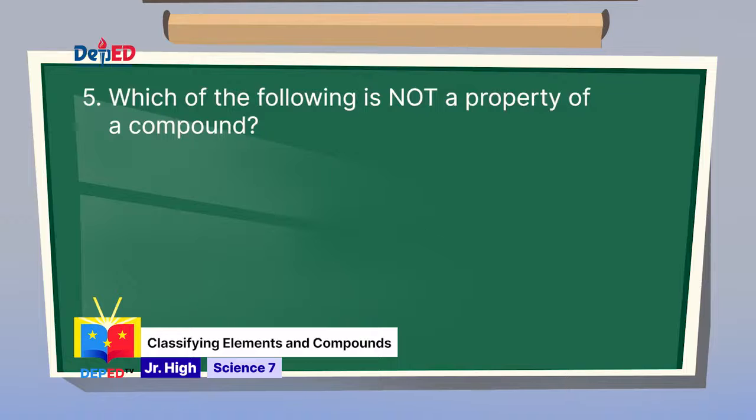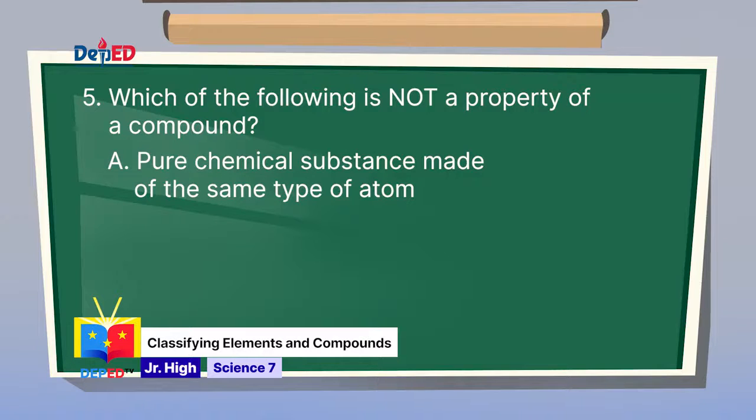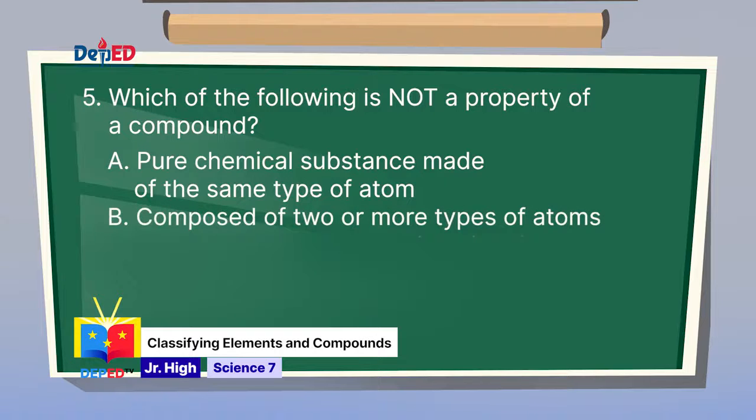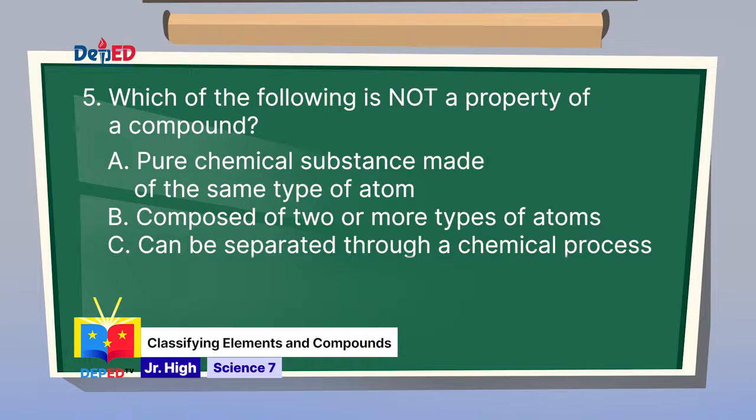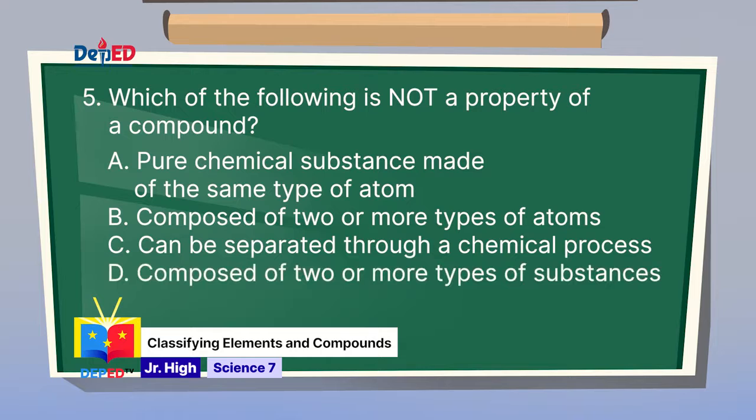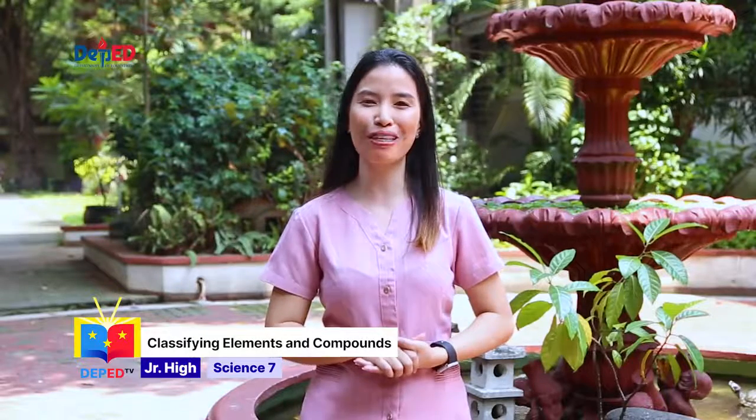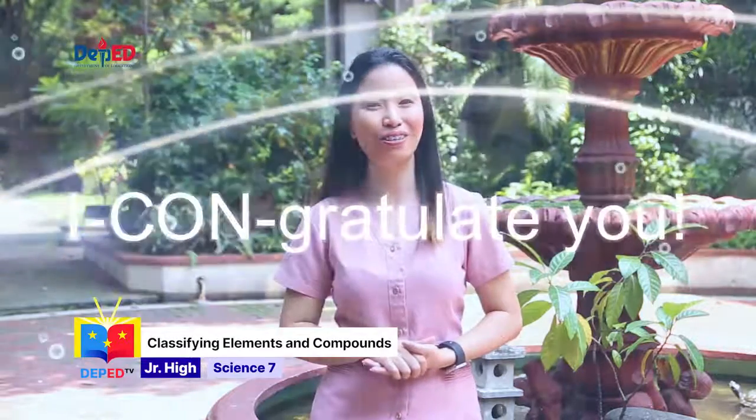Question number 5. Which of the following is not a property of a compound? A. Pure chemical substance made of the same type of atom. B. Composed of 2 or more types of atoms. C. Can be separated through chemical process. D. Composed of 2 or more types of substances. Compounds are composed of 2 or more types of atoms or substances and can be separated through a chemical process. So, among the choices, letter A is the answer. Pure chemical substance made of the same type of atom is describing an element. I hope that you have understood the differences between elements and compounds. And I congratulate you on your achievements.